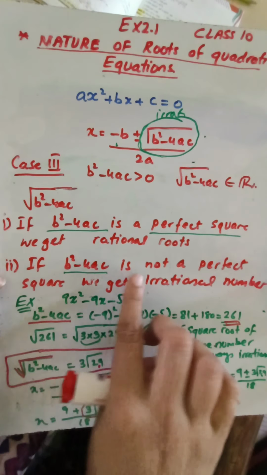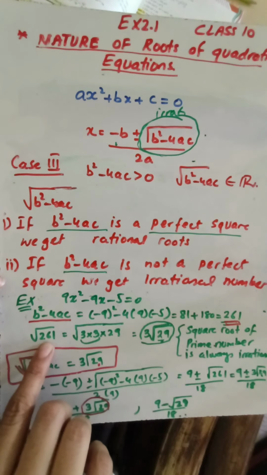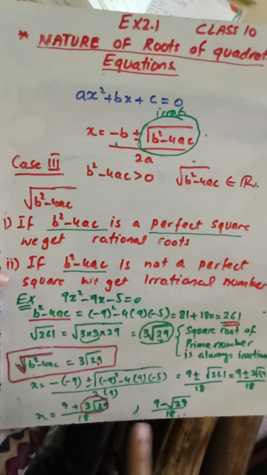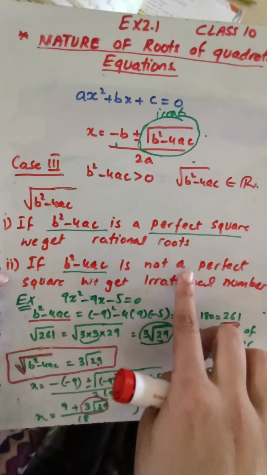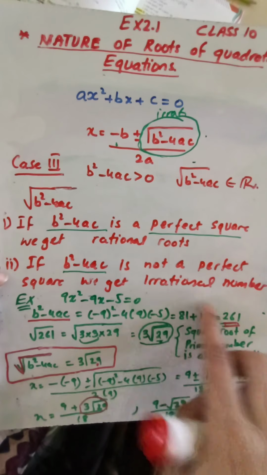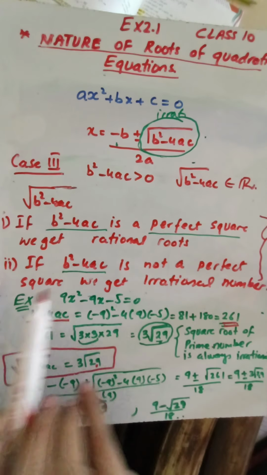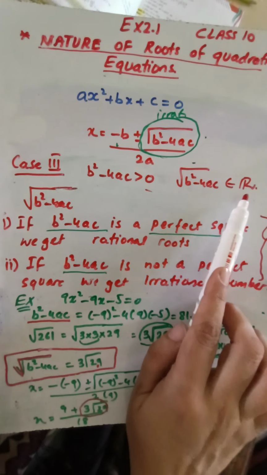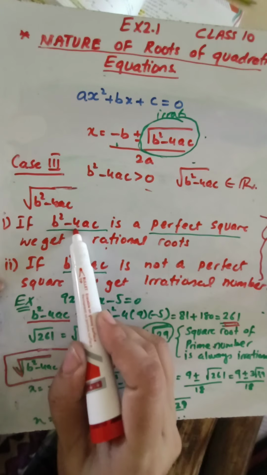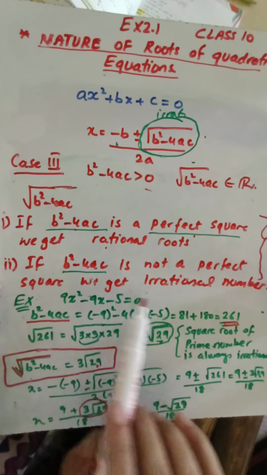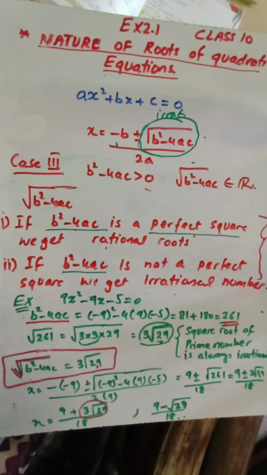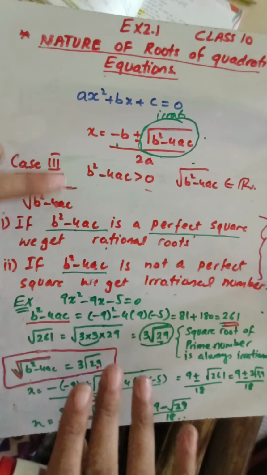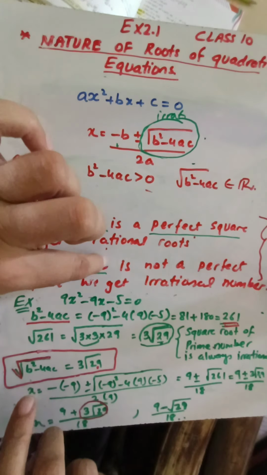Okay, so if b square minus 4ac is not a perfect square, as in this example 261, it's not a perfect square, so we got an irrational number which made both the roots irrational. Through this example, we have explained that if b square minus 4ac is greater than 0, then the roots are going to be real, but they are going to be rational if b square minus 4ac is a perfect square, and they are going to be irrational if b square minus 4ac is not a perfect square. So this is how you check whether the roots are rational or irrational. You just find the discriminant and see whether it is a perfect square or not.